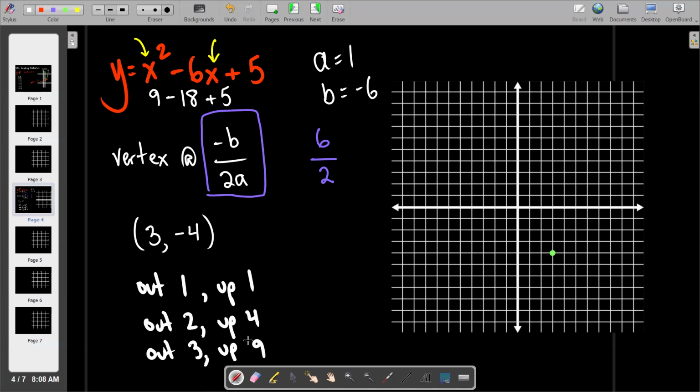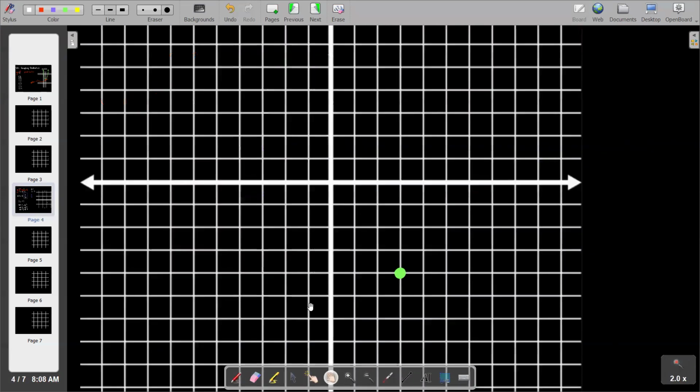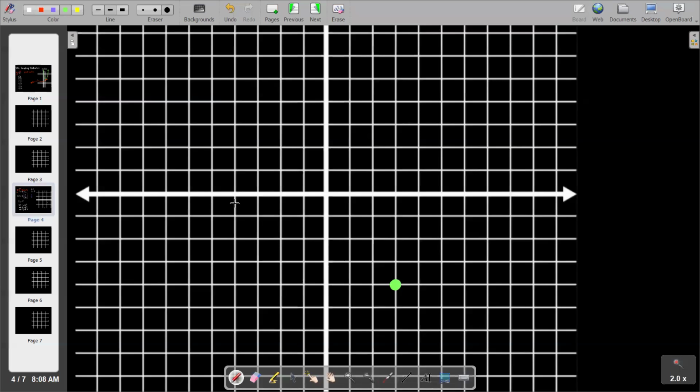Do one on each side. So the point is this, that rather than make a table of values, you actually already know where all of the other points for this parabola are going to be. Let's take a look at them. So if we leave the vertex and we go out 1, where do we go? Up 1. So you now know that there's another point right here and right here. You don't have to make a table to prove it.